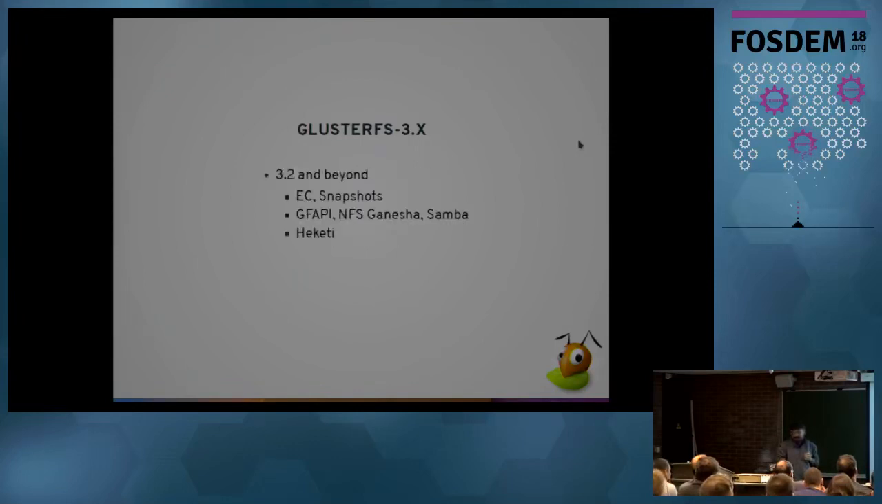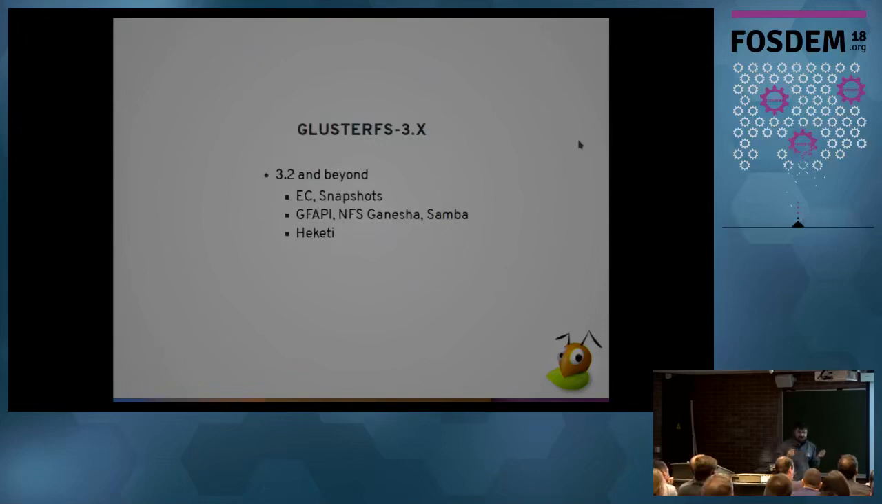And we had a lot more releases after that in the 3.12, 3.x series. We brought in lots of features, erasure coding. We brought in features that provide you with a NAS appliance, features like snapshots. Then we brought in things like GFAPI, which allows us to integrate with external projects better, and that allows us to integrate with Ganesha and Samba to provide better NFS and better SMB access.